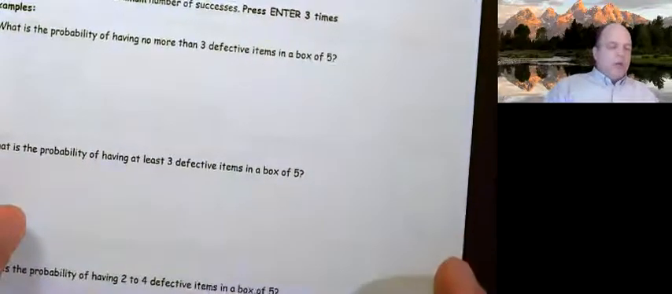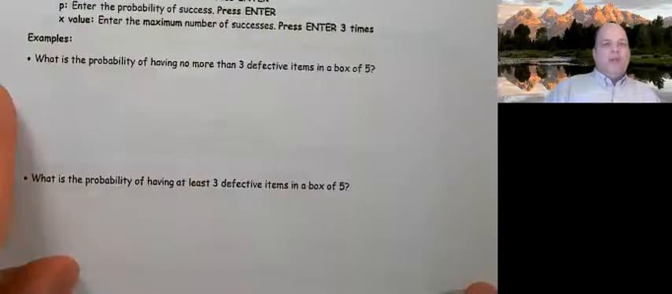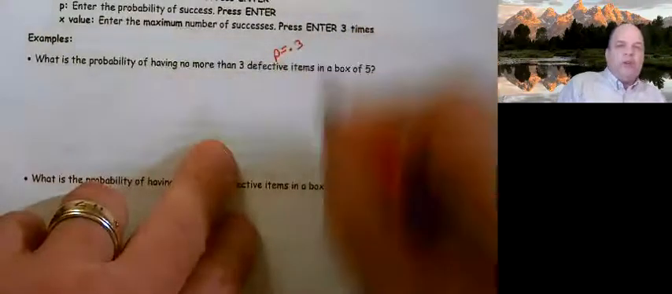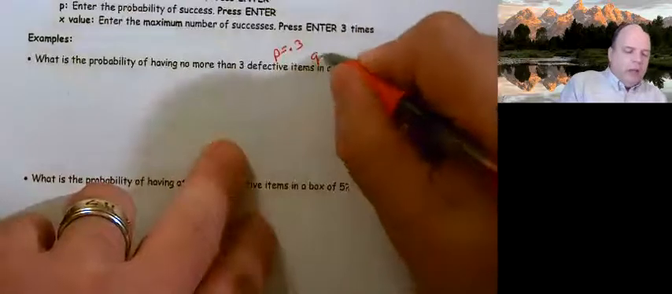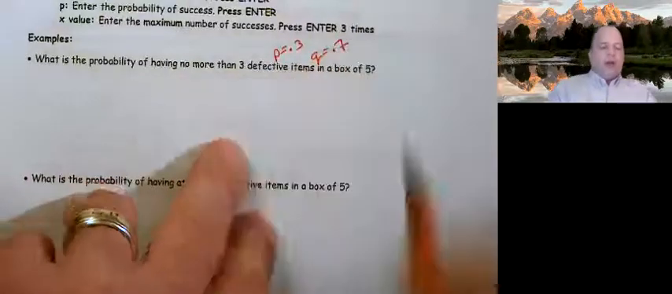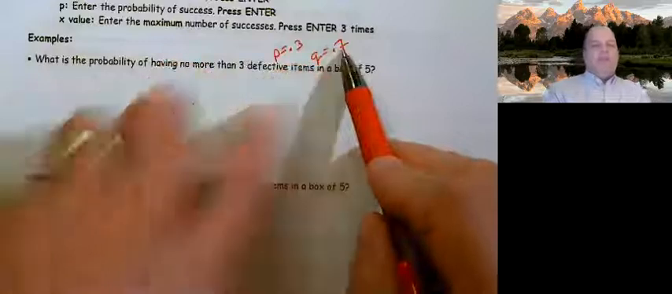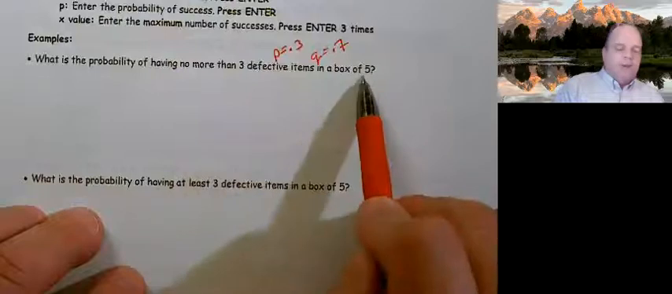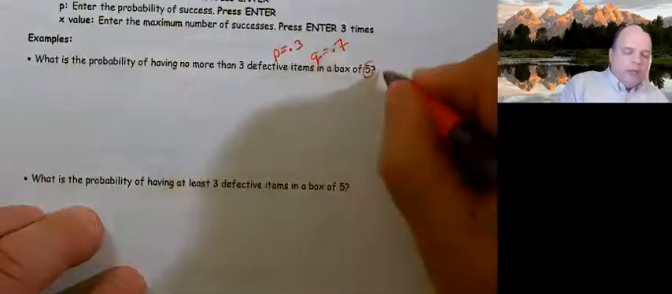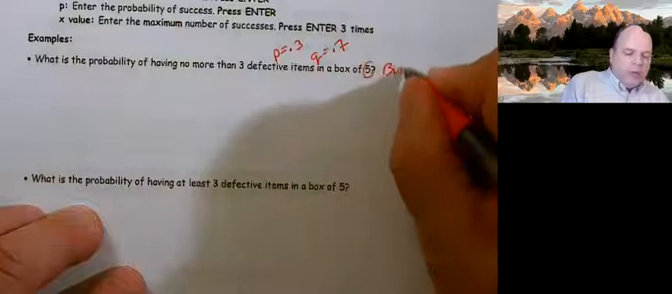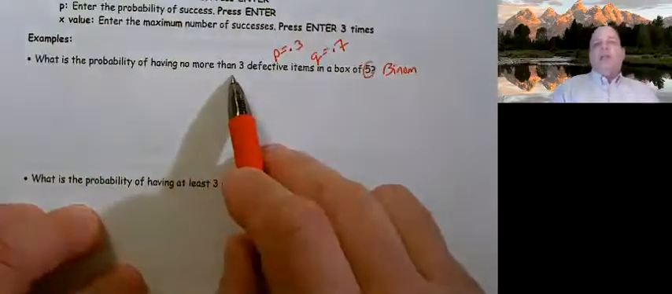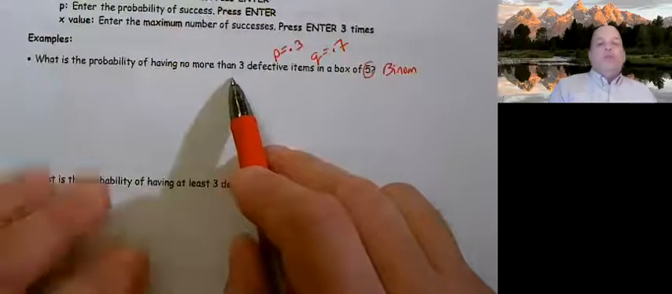So 91 says, first question is, what is the probability of having no more than 3 defective items? So we're still working with the same probability situation, where 30% are defective, 70% are not defective. What's the probability of having no more than 3 defective items in a box of 5? This tells me once again that I'm working with a binomial because I have fixed trials. But it says no more than 3. That means it could be multiple numbers.